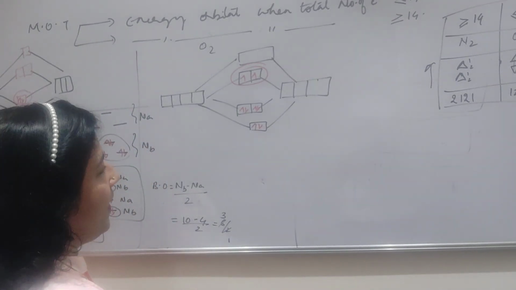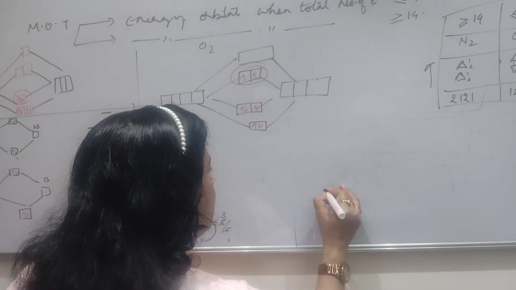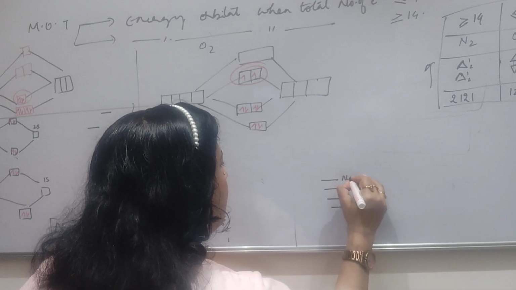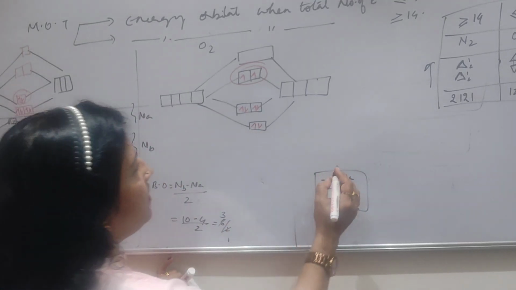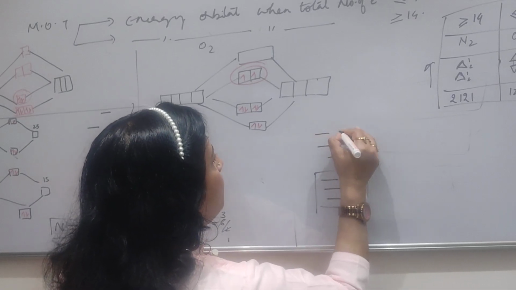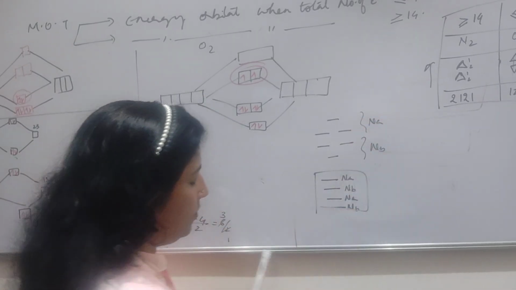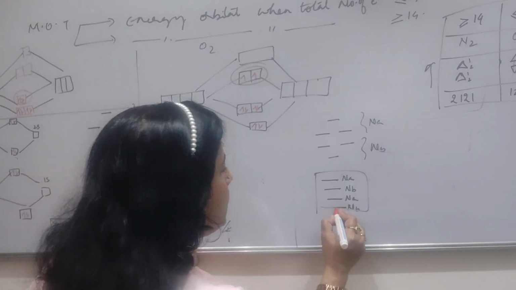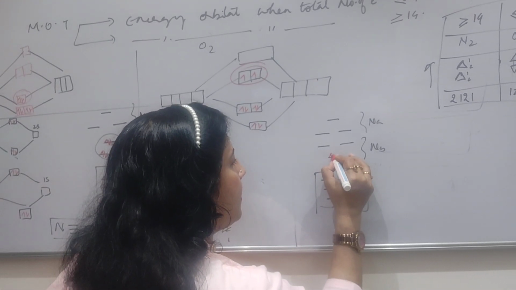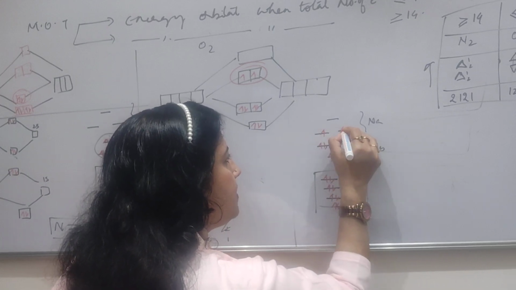Similarly, for oxygen, if you are writing, this is the same. 1s, 1s*, 2s, 2s*. So this is Nb, Na, Nb, Na. Till here it is the same. Let us follow this pattern, that is the 1, 2, 2, 1 pattern. This is Nb and this is Na. Now let us fill the 16 electrons. 2, 4, 6, 8, 9, 10, 11, 12, 13, 14, 15, 16.